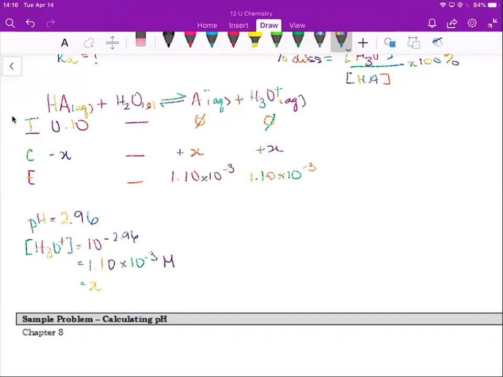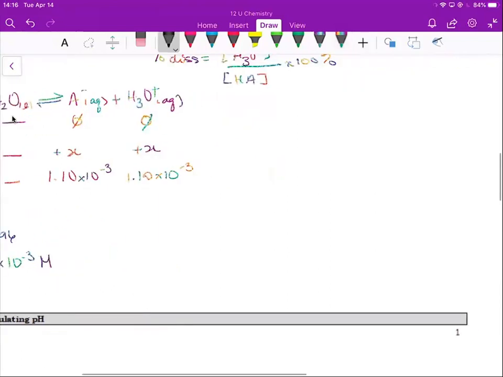Okay, which means I can calculate here 0.10 minus 1.10 times 10 to the minus 3. And I get 9.98 times 10 to the minus 2. Okay, the only reason why I was able to do that was because the pH was given to me.